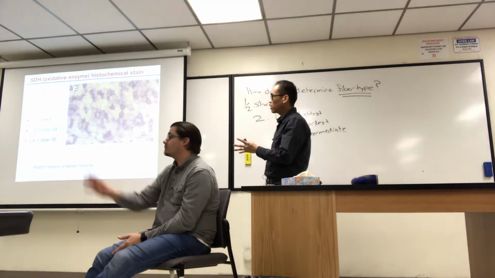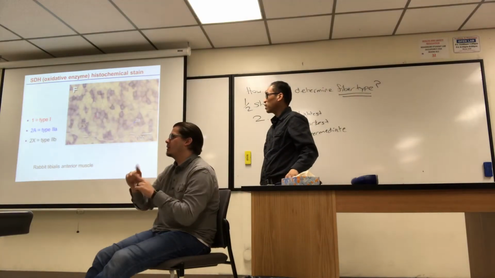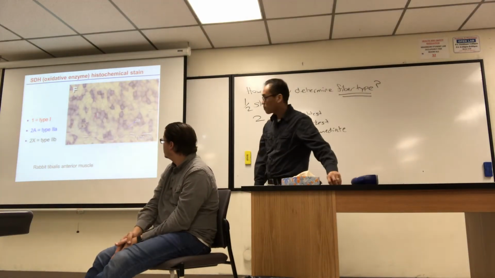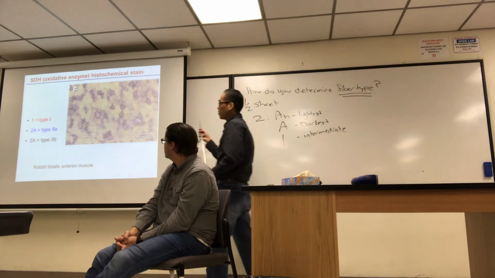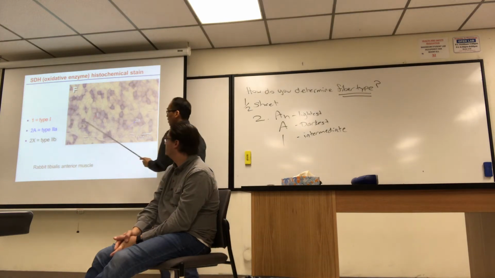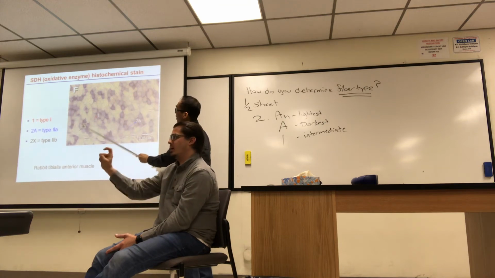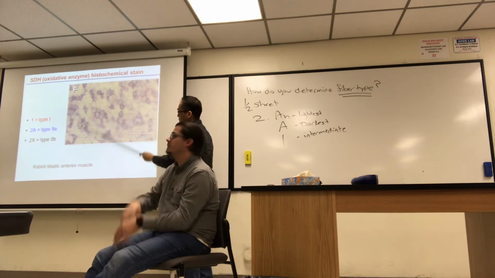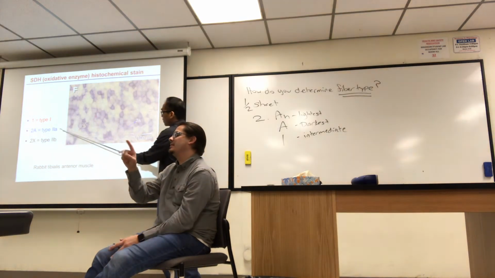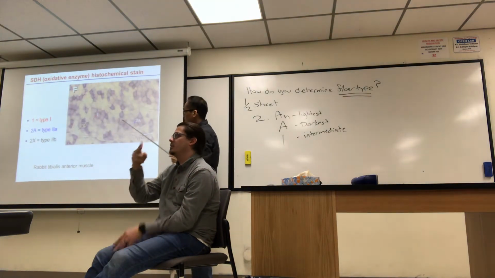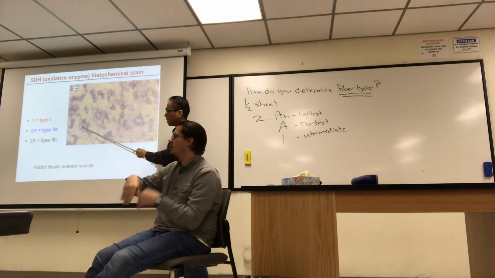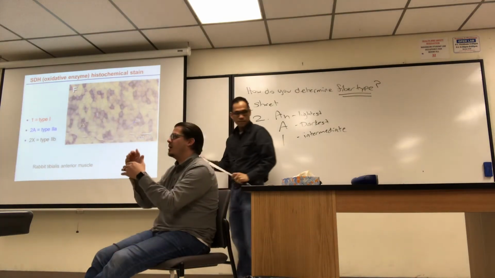Okay, this is a different one, different terminology. I won't have you do it on your half sheet. Again, the answer is right here. They use 1, 2A, 2X. I've never seen 2X before, but they use it. Okay. And they stain for SDH, so it's an aerobic thing, and it looks like the type 1 stained darker, the 2A stained kind of dark, and the 2X stained the lightest. So it's the same trend.